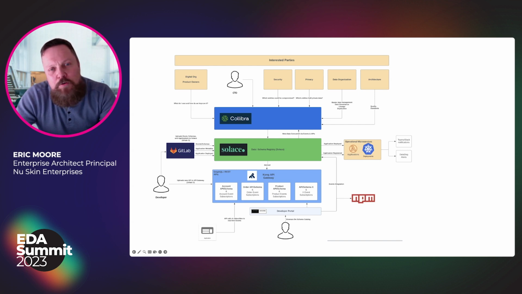The other people in our organization that are very interested in what gets published out to Solace is our data org, which uses a tool called Collibra, which pulls in metadata that gets consumed from the APIs and the events. And of course, the interested parties in all of this stuff are our digital org, which are our product owners. Our CTO, of course, takes a look at this, but then security, our privacy office, our data organization, and yes, architecture. They are all very interested in the information here, and yes, here as well.